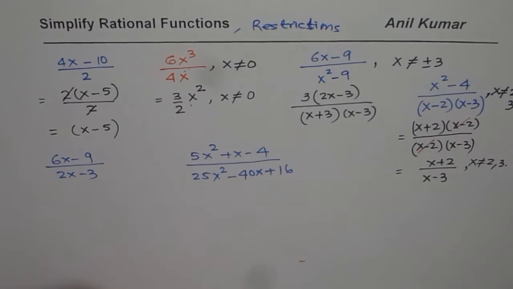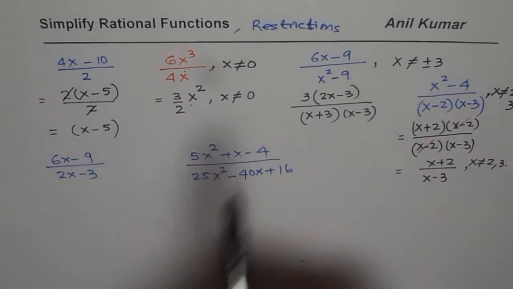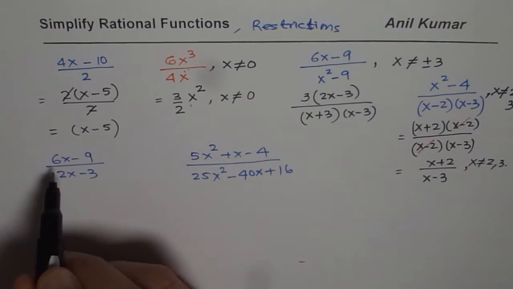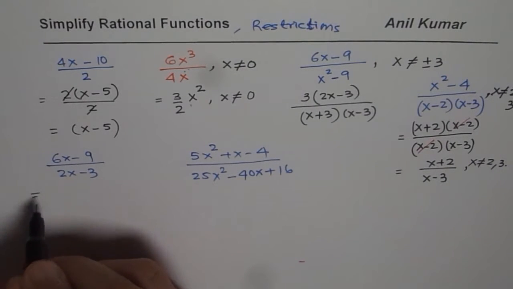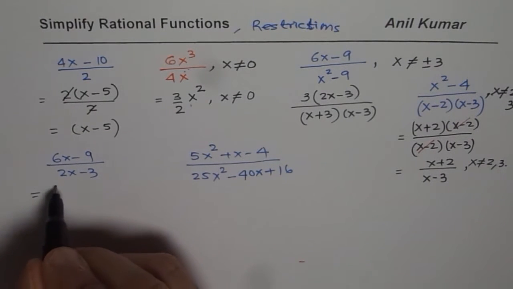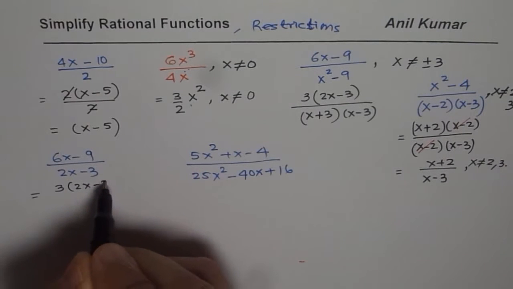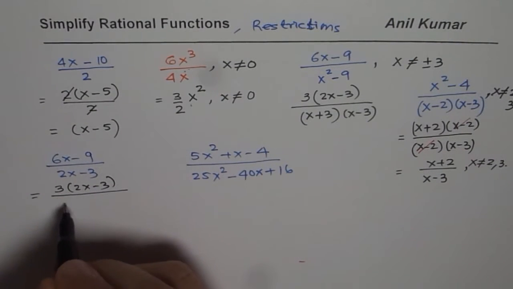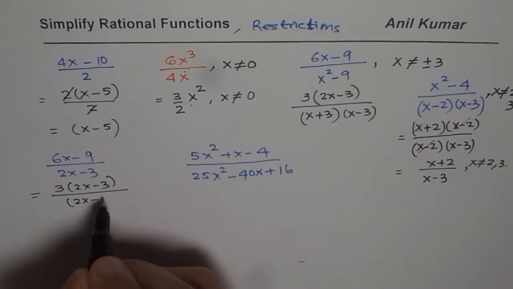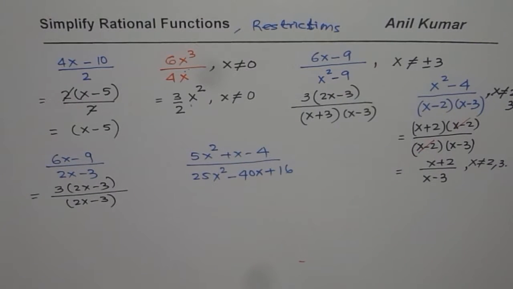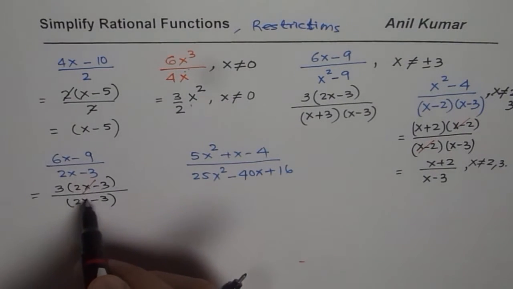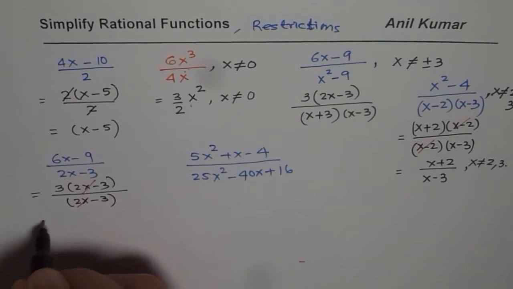So let's begin with the very first one. It is similar to what I took here. So here we will again try to simplify it. We will write this as 3 is common. So we get 2x minus 3 in the numerator. 2x minus 3 is also in the denominator. 2x minus 3 cancel out, and what we get here is 3.